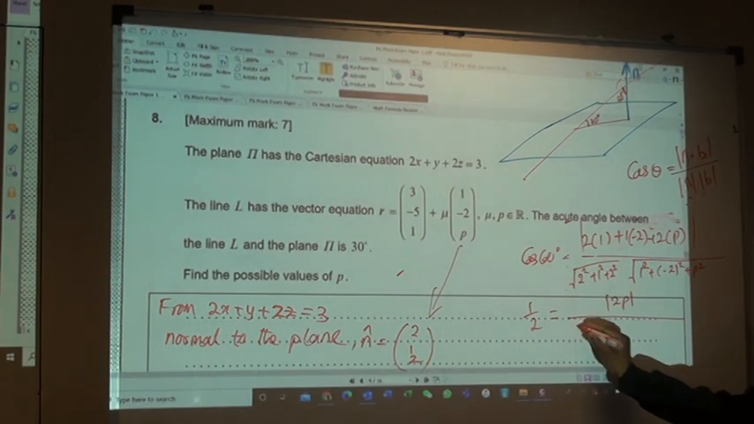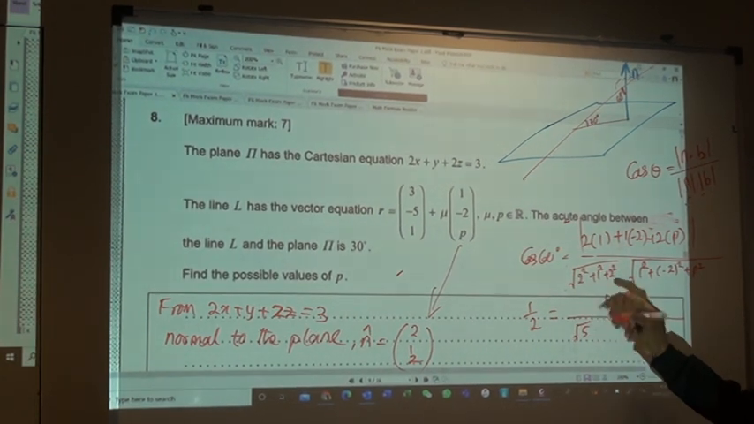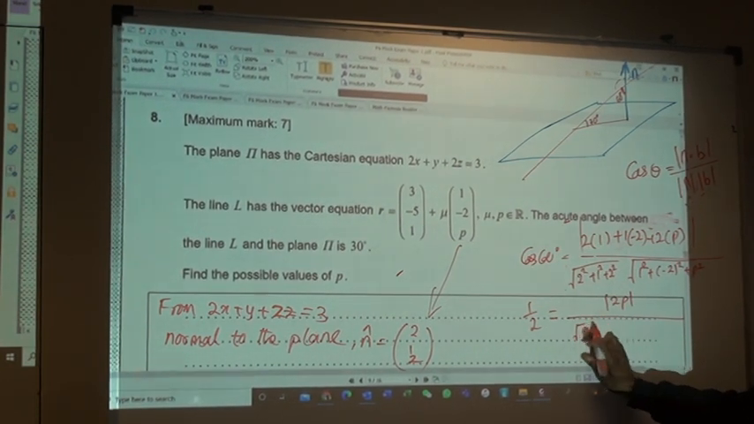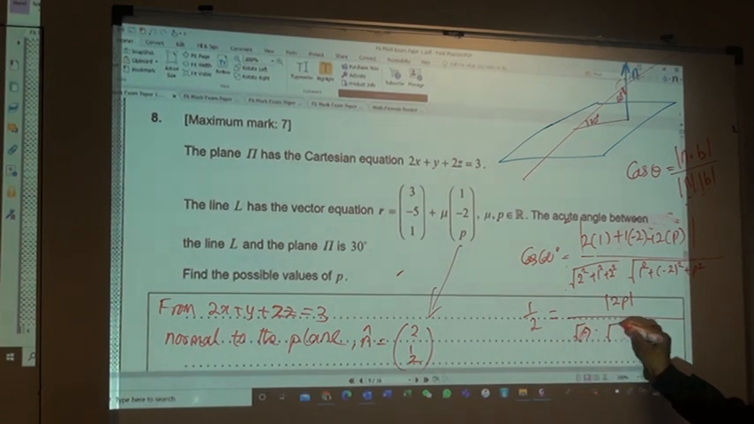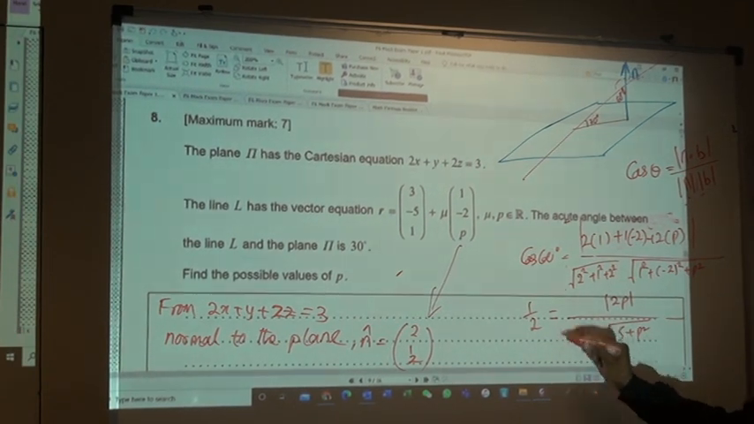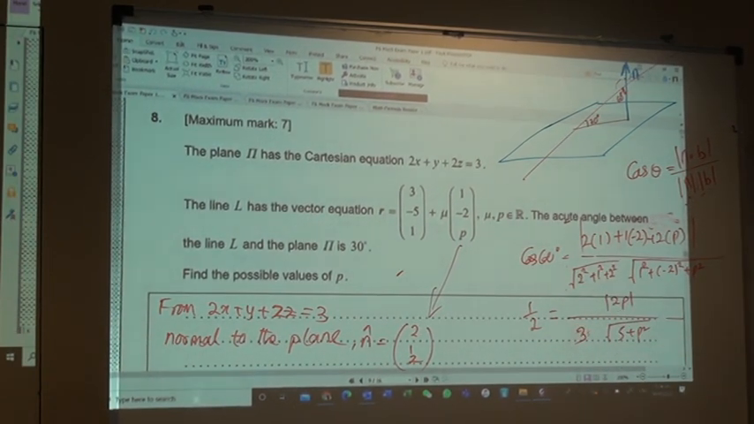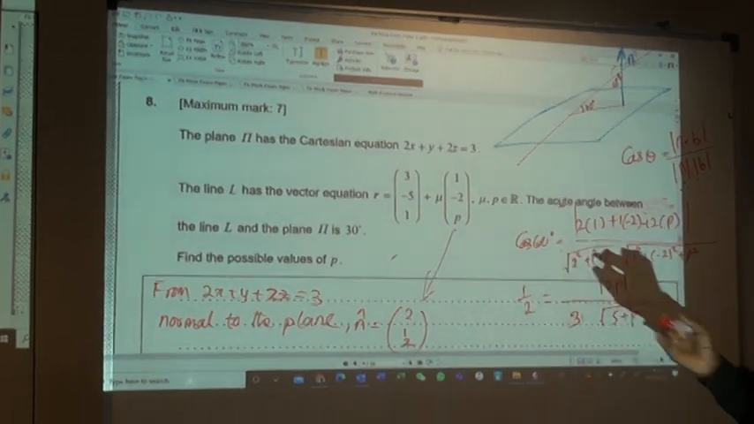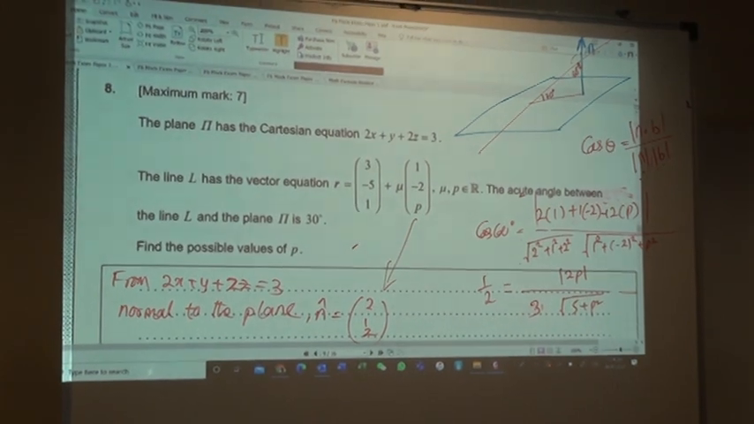And here, this will be the square root of 5. No, the square root of 9. And the square root of 5 plus p squared. The square root of 9 will be 3. And then you square both sides. If you square both sides and solve, you get your results. And that would be the two possible values of p.